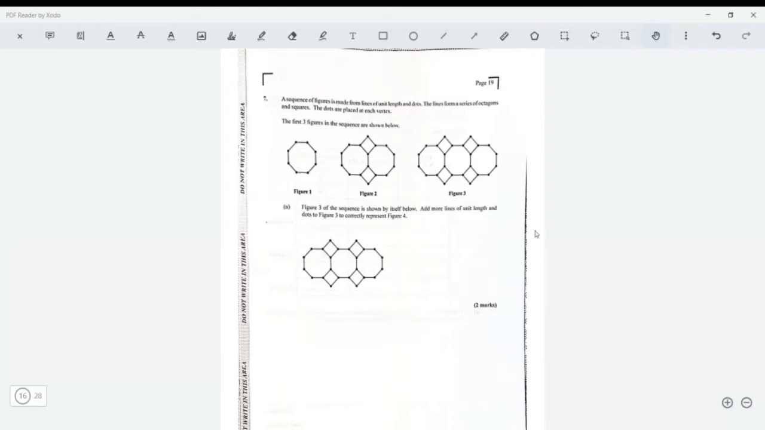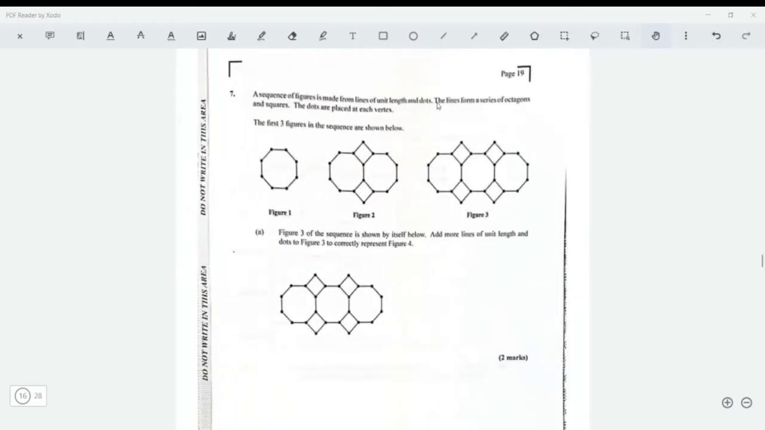All right, question number 7. Question number 7 says a sequence of figures is made from lines of unit lengths and dots. The lines form a series of octagons and squares. The dots are placed at each vertex. The first 3 figures in the sequence are shown below.